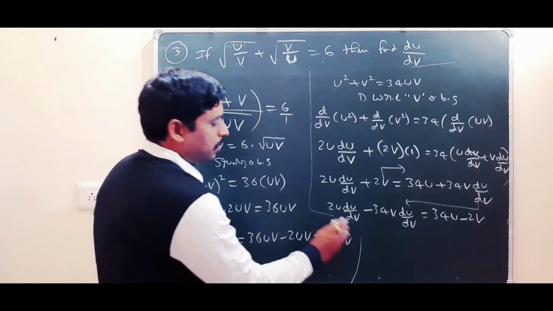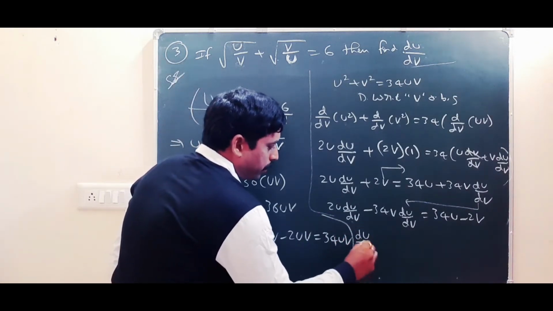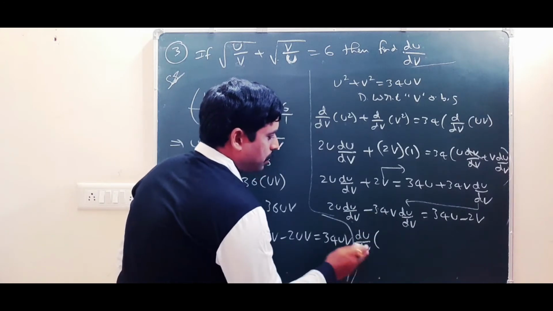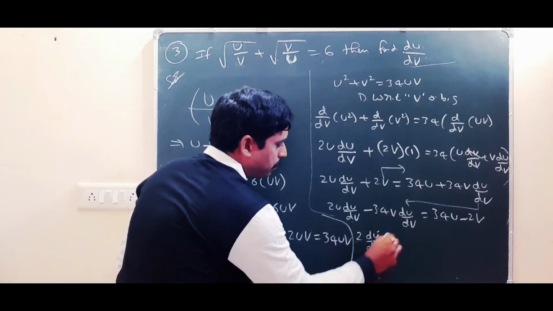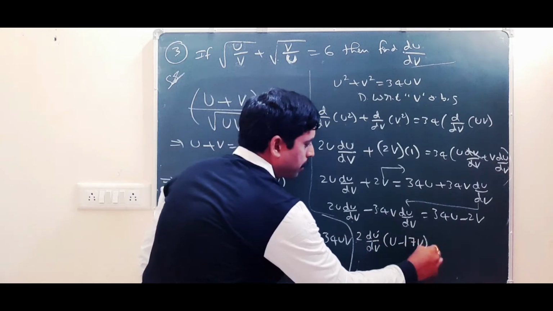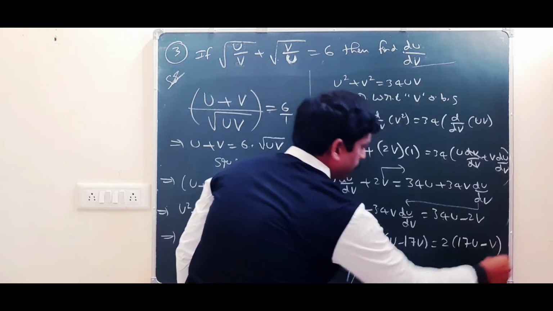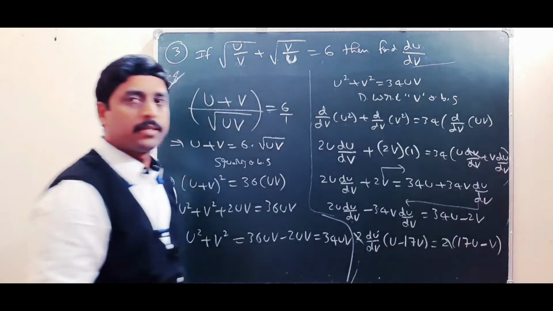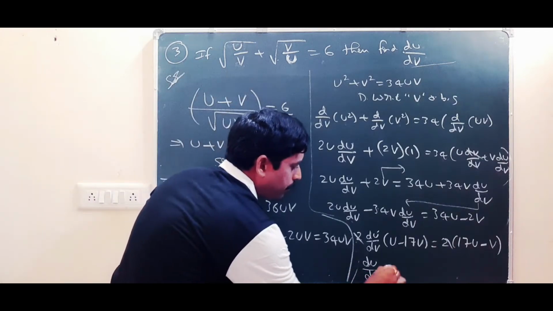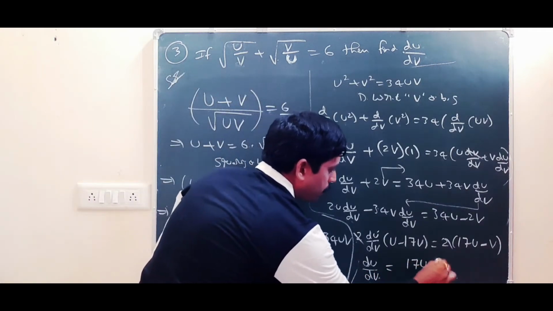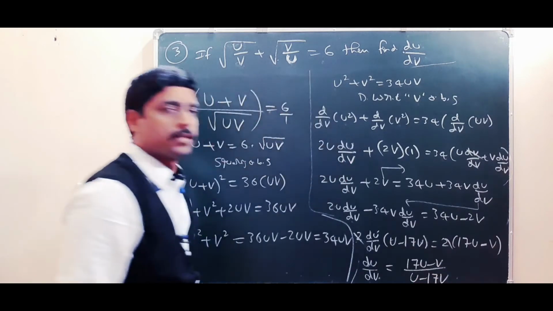Okay, in this one du by dv take out common. As well as 2 times of du by dv take out common. This is u minus 17v equal to, in this 2 take out common, 17u minus v. Both sides 2 get cancelled. Therefore du by dv is going to be 17u minus v by u minus 17v. This is the answer.